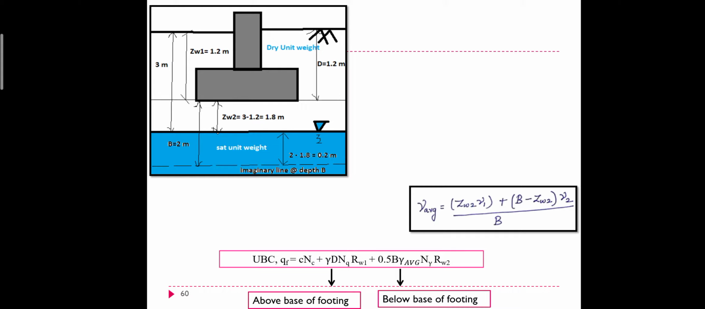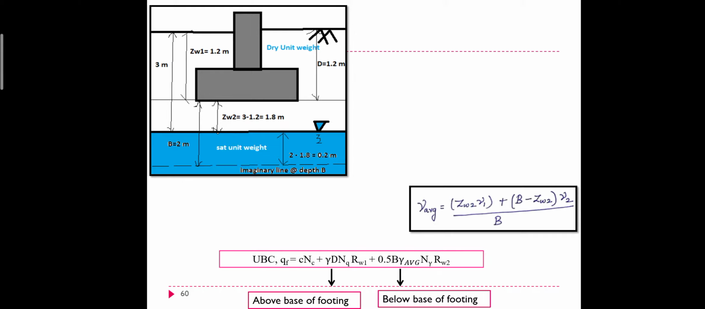What is ZW2? It is from the base of the footing to the water table. How much is ZW2 then? Total depth to the water table is 3, and to the base of the footing it is 1.2. So if you subtract these two, you get the remaining portion. That is ZW2. ZW2 is 3 minus 1.2, which is 1.8 meter.